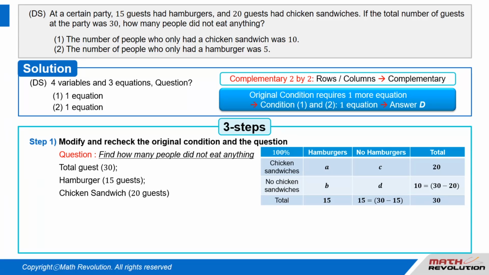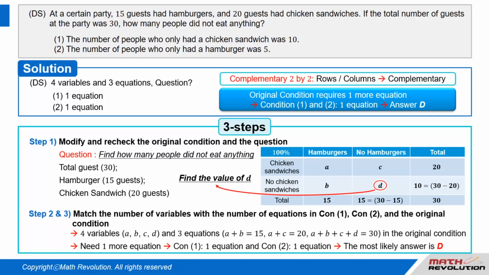People who had no chicken sandwiches but had hamburgers equals B. People who had no chicken sandwiches and no hamburgers equals D, for a total of 10. We got this by subtracting 30 minus 20. Total of hamburgers is 15. Total of no hamburgers is 15. We got this by subtracting 30 minus 15. Total all around is 30. So, we need to know the value of D.